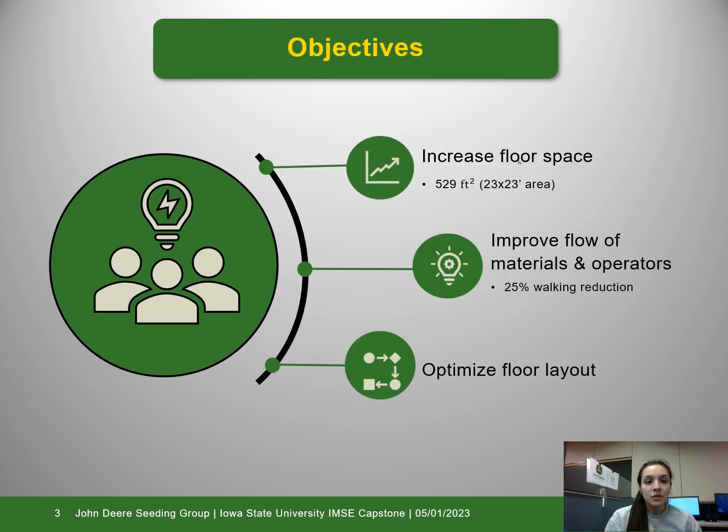Our main objective for this project is to increase the floor space available in the bay build area. Along with increasing floor space, we will be focusing on improving the flow of the materials from the bay build area to the main assembly line and trying to reduce the walking time of the operators by 25%. All of this will be achieved by creating the optimal floor layout.